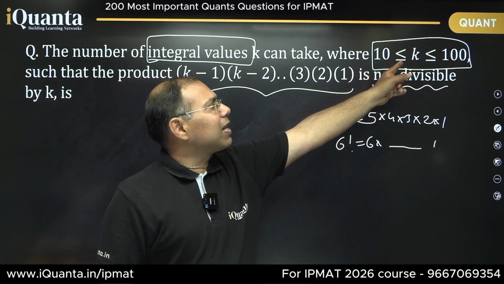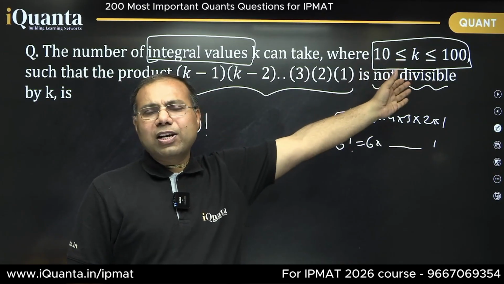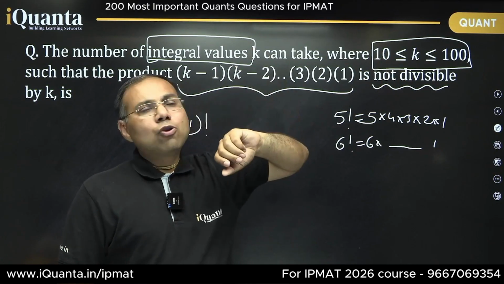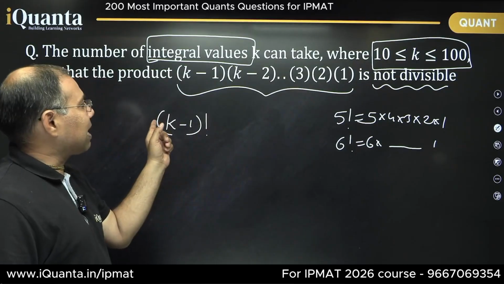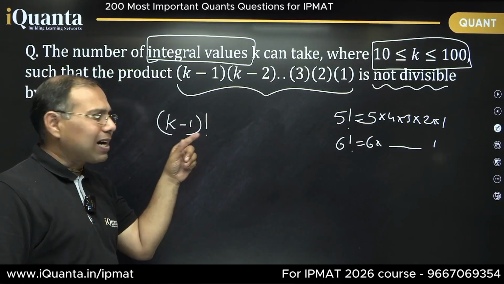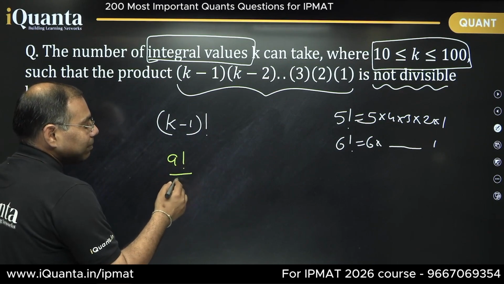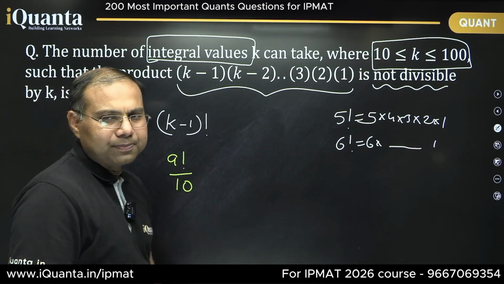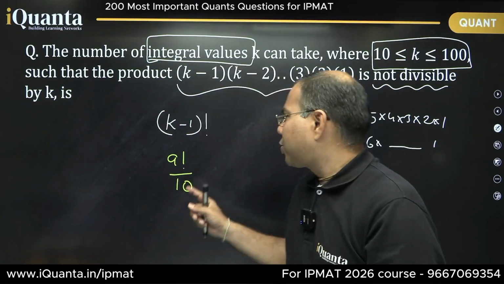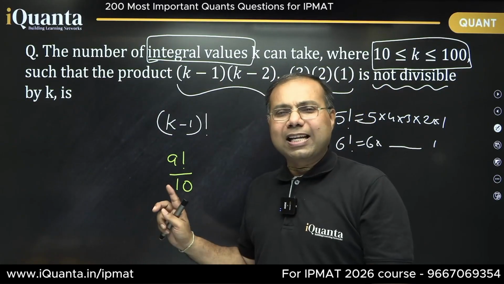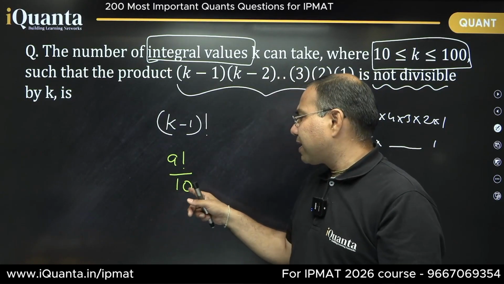So the minimum value of k could be 10, as per this range. If I take k to be 10, then k minus 1 would become 9, so 9 factorial. Let's check: is 9 factorial divisible by 10 or not? My requirement is that it should not be divisible, then we would take that value of k. Right now we have taken k equal to 10.